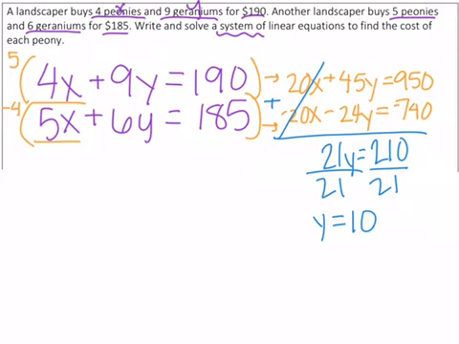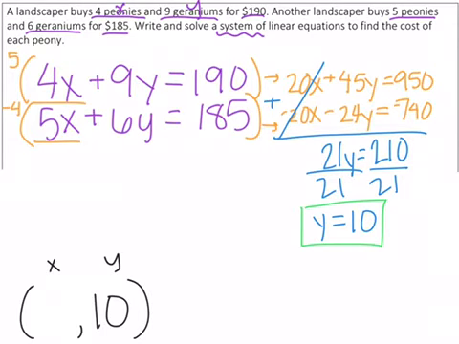So in my final answer that I'm going to start putting together, I have my x and my y values. I have that y is 10. Now we have to find out what x is. In order to find x, I just go ahead and substitute in y for one of my equations. I'm going to choose to do the very first equation here, and I'm going to plug it in right there. So 9 times 10.